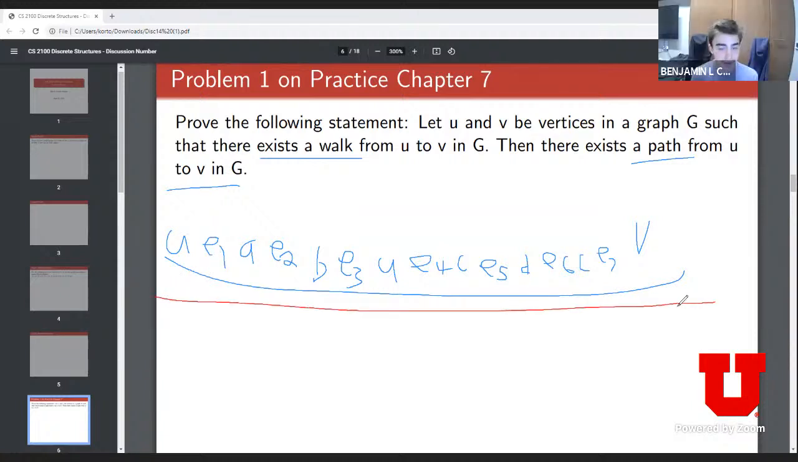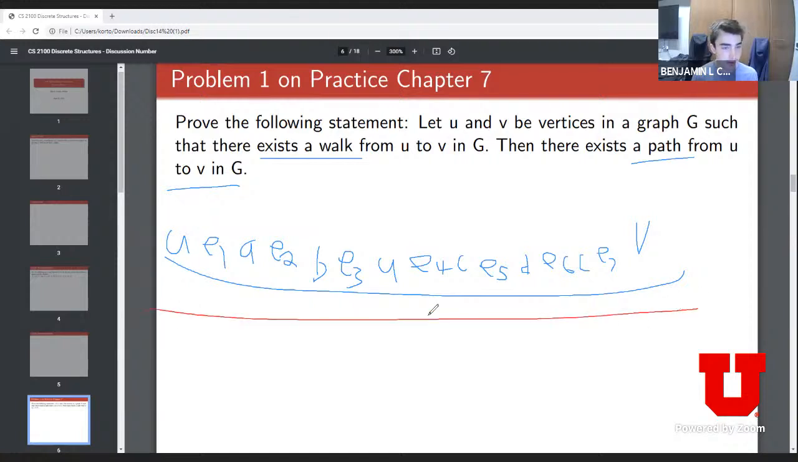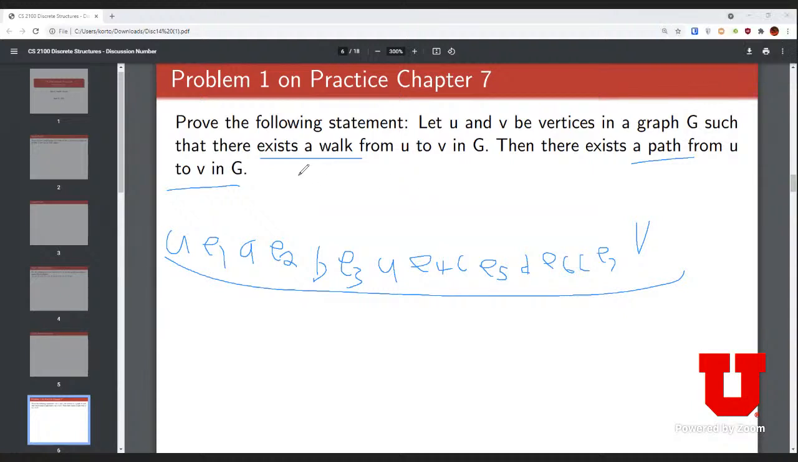Let's say we don't have a theorem. How do we prove that theorem? Or maybe even intuitively, why is this the case? Why is there always a path if there's a walk? Well, if we repeated a vertex, then we kind of went in a circle. So if we just removed the circle, then it should still be valid to go forward.